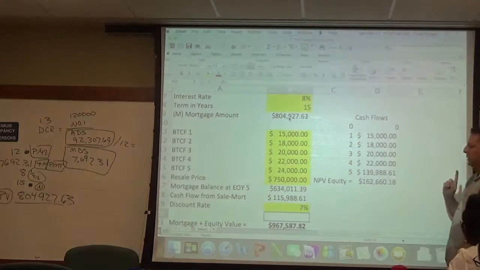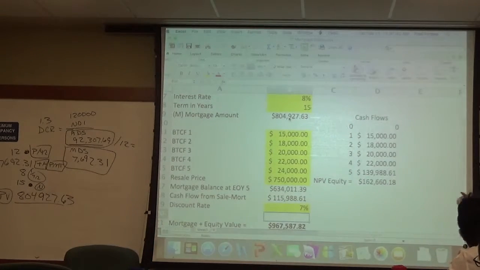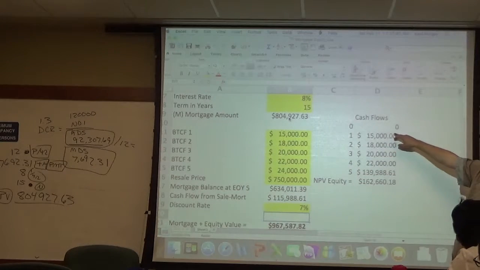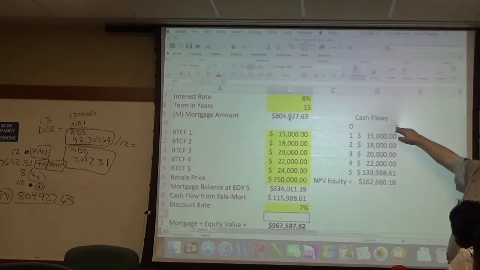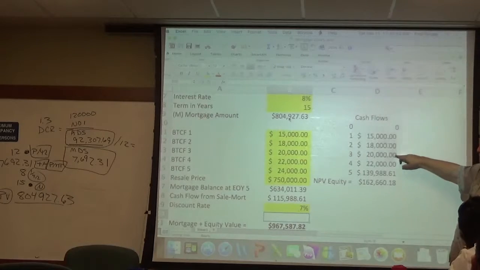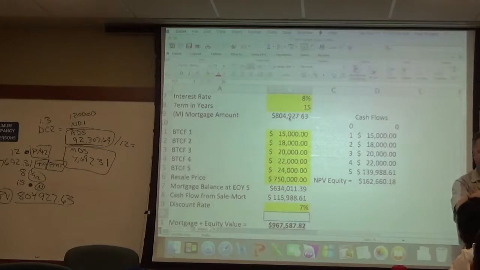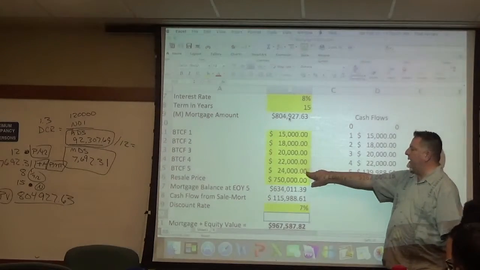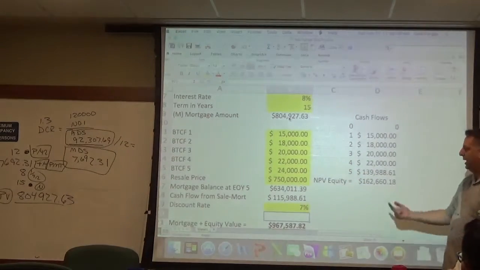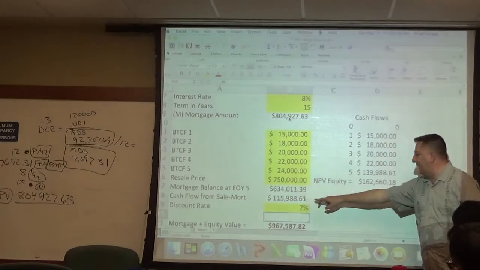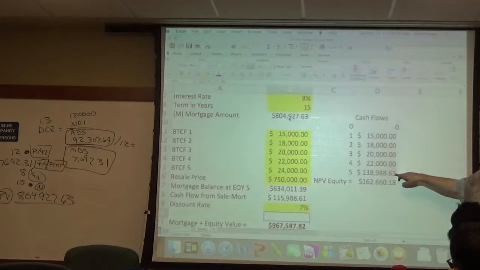Now, the final piece of this is to move these numbers over from a cash flow perspective. We're putting in 0 as our initial cash flow, and then the 15, the 18, 20, 22, and then in year 5, we do what we have done before, which is to take that final cash flow of the $24,000 plus the cash flow from the sale of the mortgage, that 115, add those two together, and that gives us the 139.